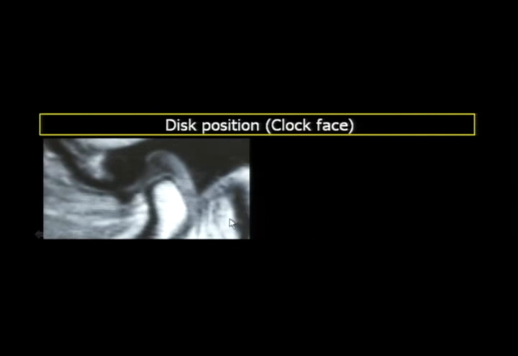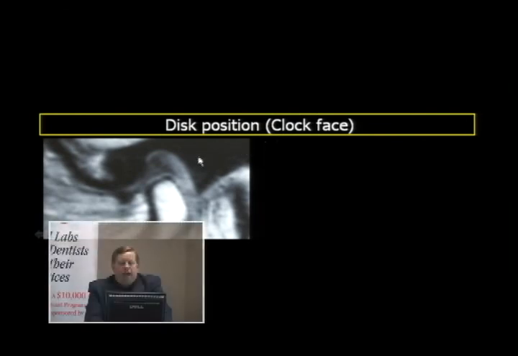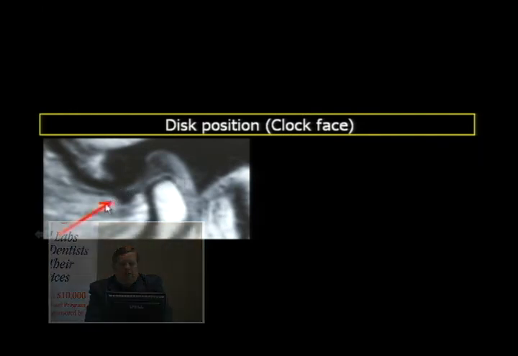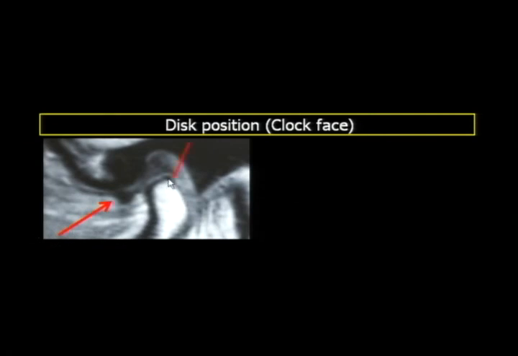In terms of disc position, what I'm going to ask you to do is to think about disc position like a clock face. I'm going to ask you to look and see where the posterior part of the disc attaches to the condyle. We good on that? Here's the front end of the disc. The back end of the disc attaches right here. Everyone see that? If you were going to put a clock face on that, let's call that 1 o'clock.